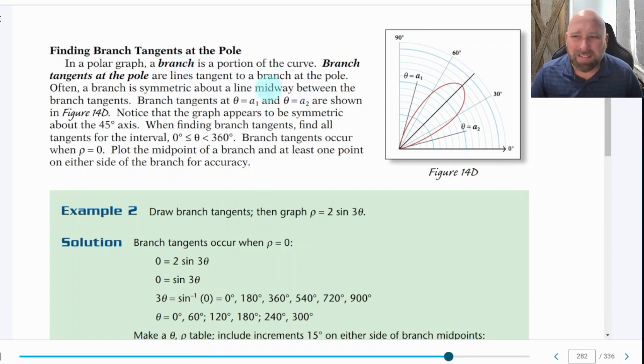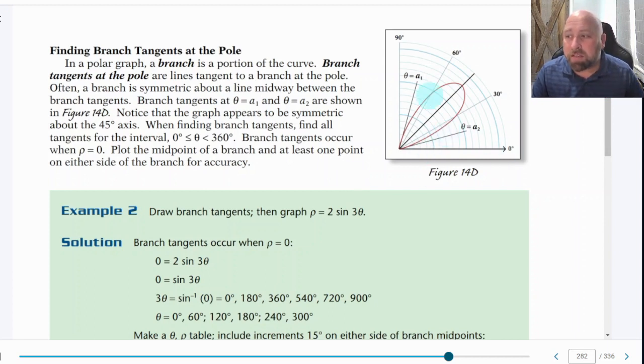And you say, what is a branch tangent? Well, it's a good question. We haven't talked about that yet. So in a polar graph, a branch is a portion of the curve. And as I know you've kind of learned in geometry, and we'll be talking about more in calculus at some point if you continue there, a tangent is just a line that touches the circle in geometry, or touches the curve in calculus, at one point. It only touches it at one point.